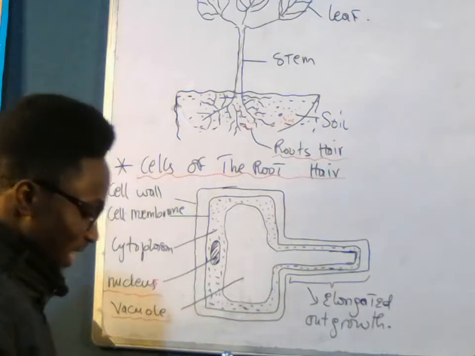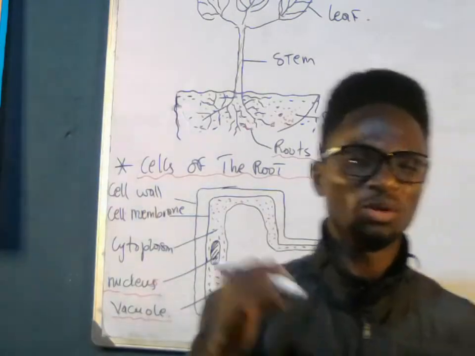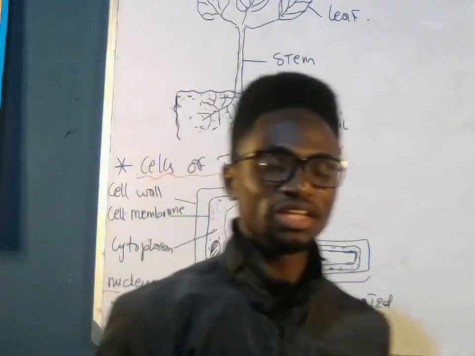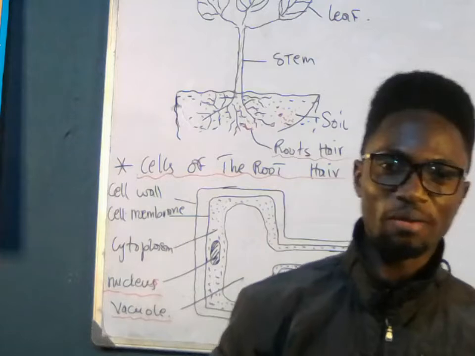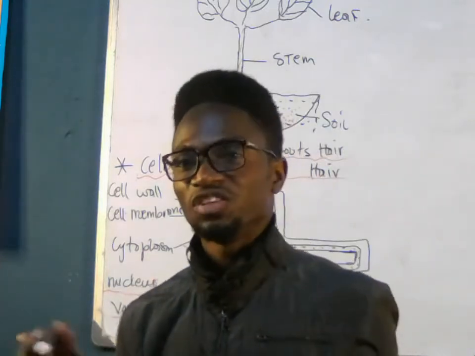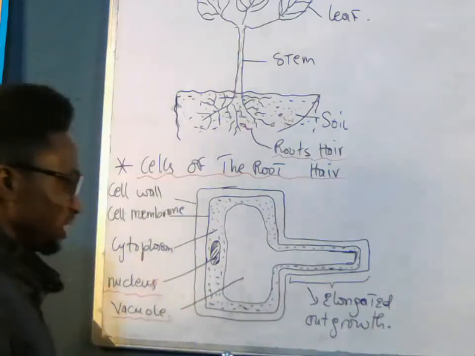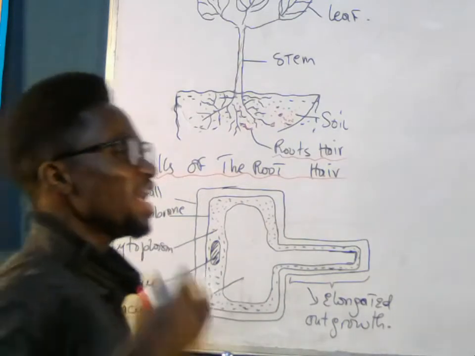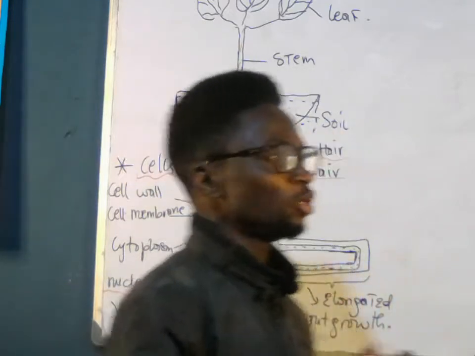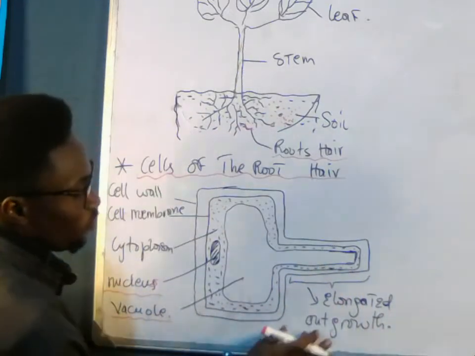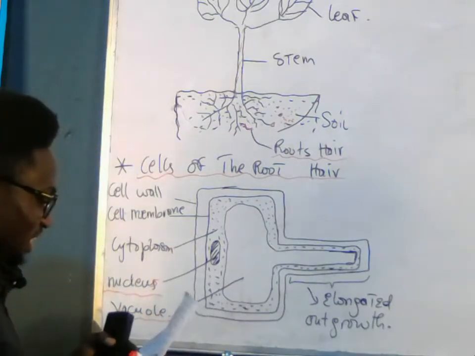Then the other thing is that it has a higher concentration of mitochondria. Mitochondria is the powerhouse of the cell, meaning that's where the energy of the cell is produced. It has a higher concentration of mitochondria because it needs a lot of energy to absorb water from the soil.